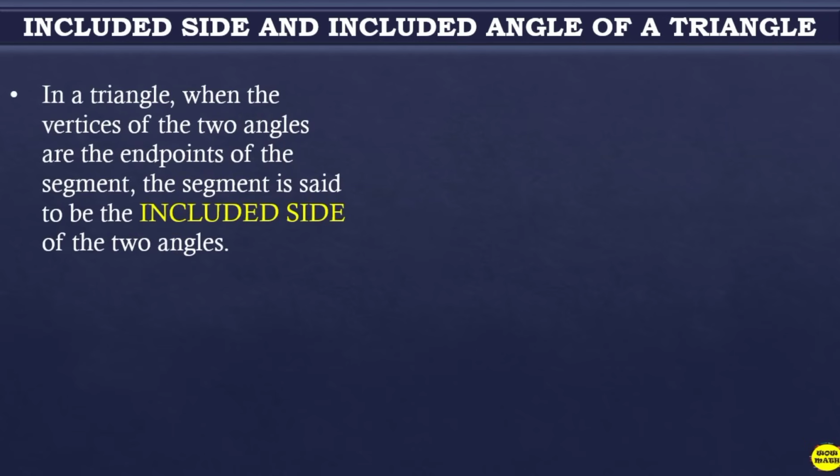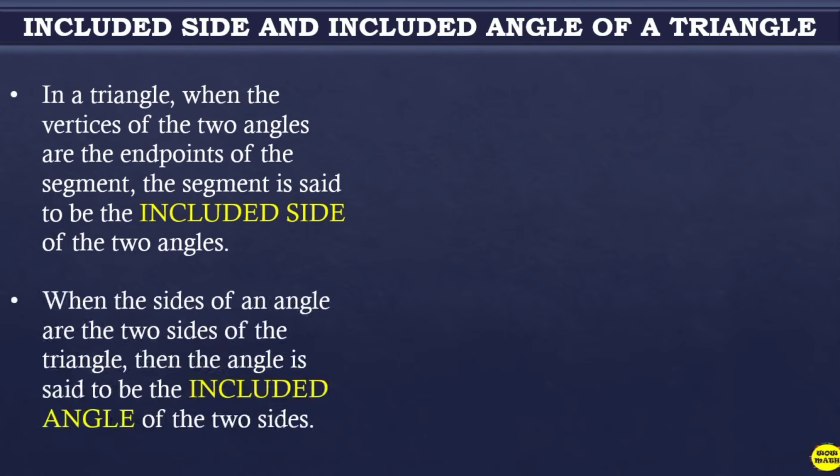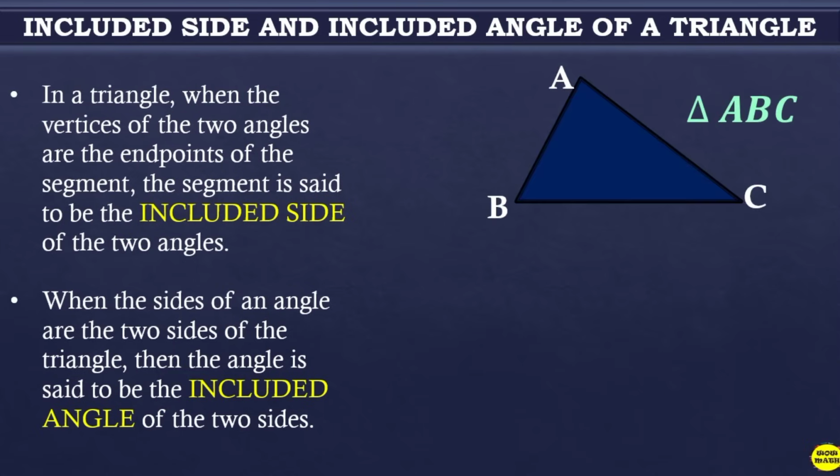So, when we say included side, it is when the vertices of the two angles are the endpoints of the segment. While the included angle, it's when the sides of an angle are the two sides of the triangle. Okay, so let's have an example. Mas madali siyang maintindihan kapag meron tayong figure.